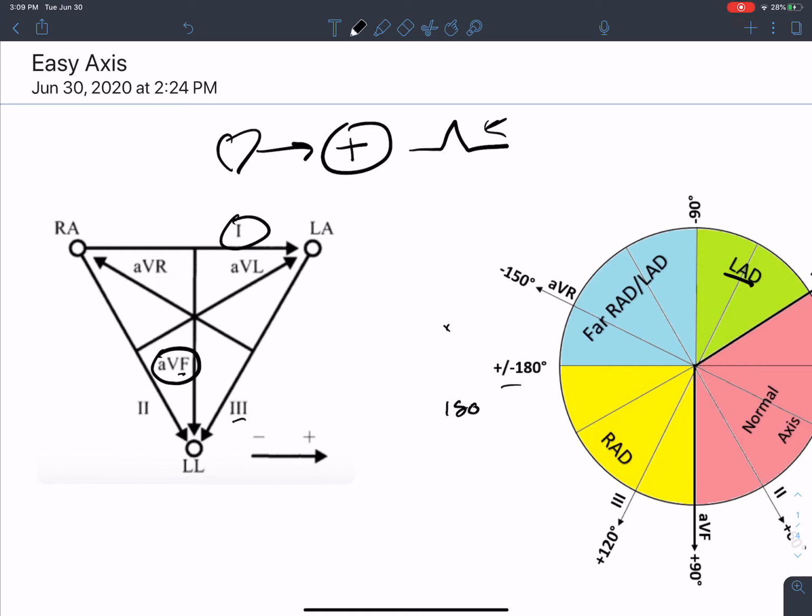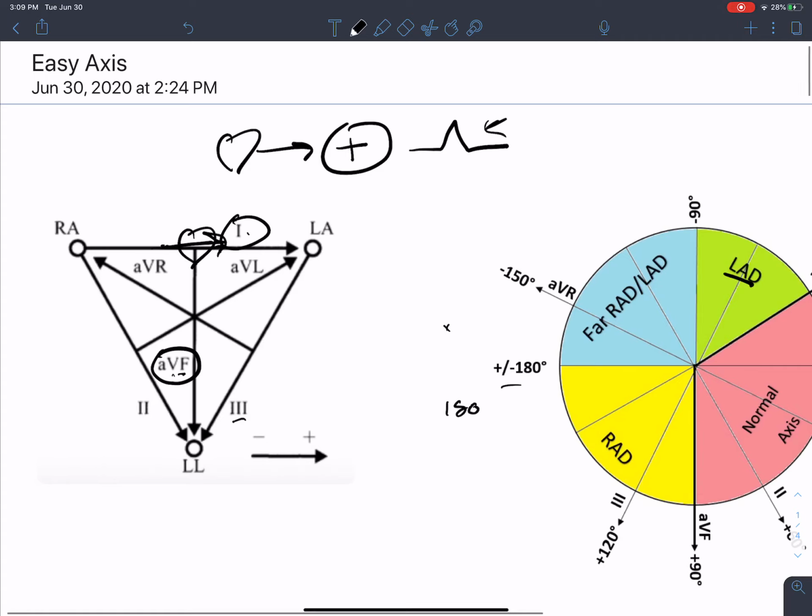Now, there's two leads we're going to talk about again. We have lead 1 and we have lead AVF. Lead 1 essentially looks at the heart from your left arm in this angle. So your heart's kind of here and it's looking straight across the middle of it. So we're getting the impulse in this plane.